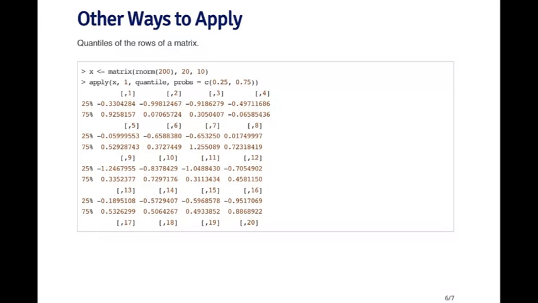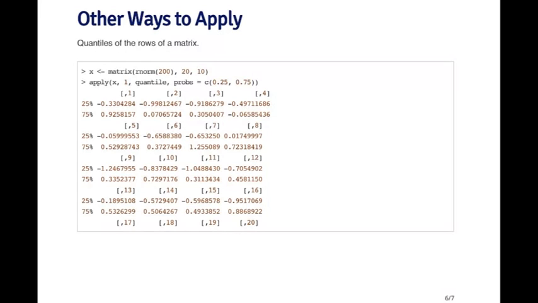Now the quantile function needs the quantiles that you want to calculate. So there's no default value for that. So I actually have to pass it to the quantile function through the dot dot dot argument of apply. So here, the argument for quantile is called probs, and I give it 0.25 and 0.75, meaning I want to calculate the 25th percentile and the 75th percentile. So what this call does is it goes through each row of the matrix, and for each row it calculates the 25th and 75th percentile. So for each row there's going to be two numbers that are returned.